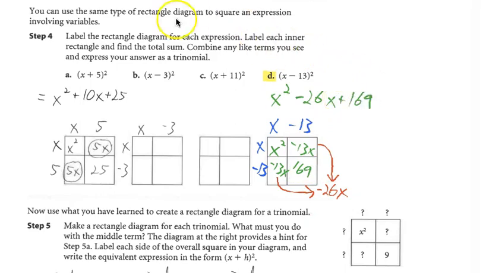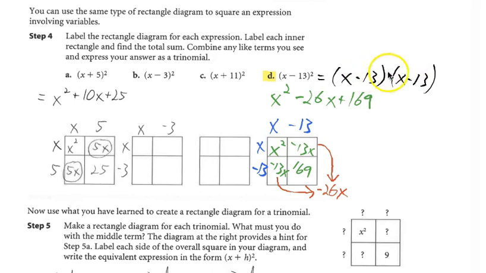A lot of people find results like this a little surprising. A lot of people leave out this middle term here, the negative 26x, and just say it's x squared plus 169. But we need to remember that x minus 13 to the second power equals x minus 13 times x minus 13.